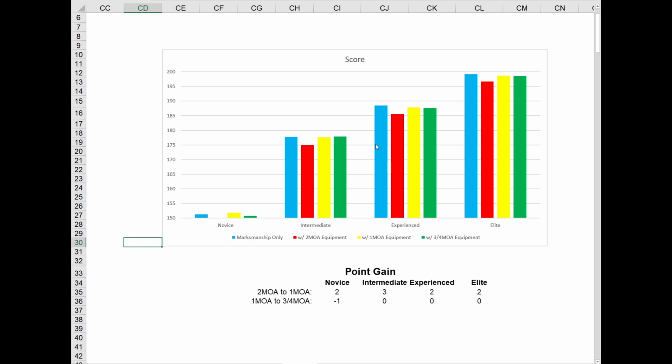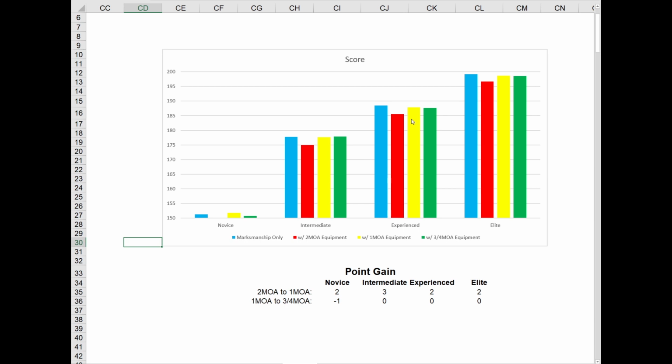And if we look at the experienced shooter, their marksmanship scores a 188. With 2 minute of angle equipment, this is a 186, so they're losing 2 points.